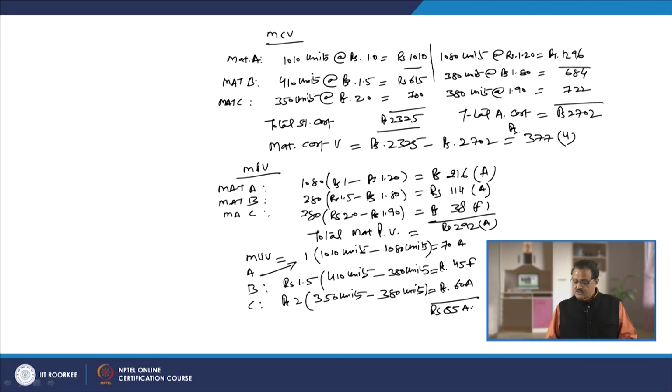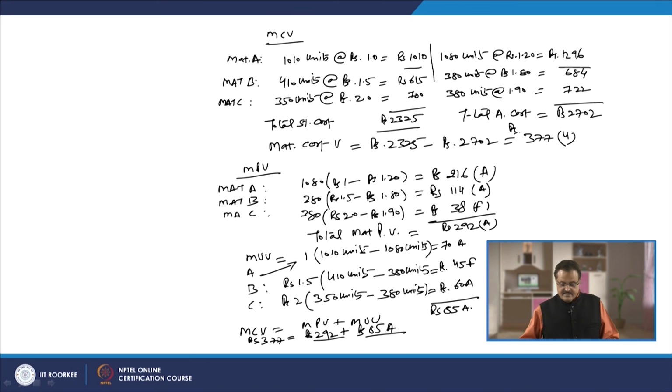Now, make the check. Material cost variance is equal to material price variance plus material usage variance. So, what is the material cost variance here? It is rupees 377, which is equal to the price variance of rupees 292 plus 85, which are equal to total rupees 377. So, 377 is also adverse and these two are also adverse. So, they are equal to each other.